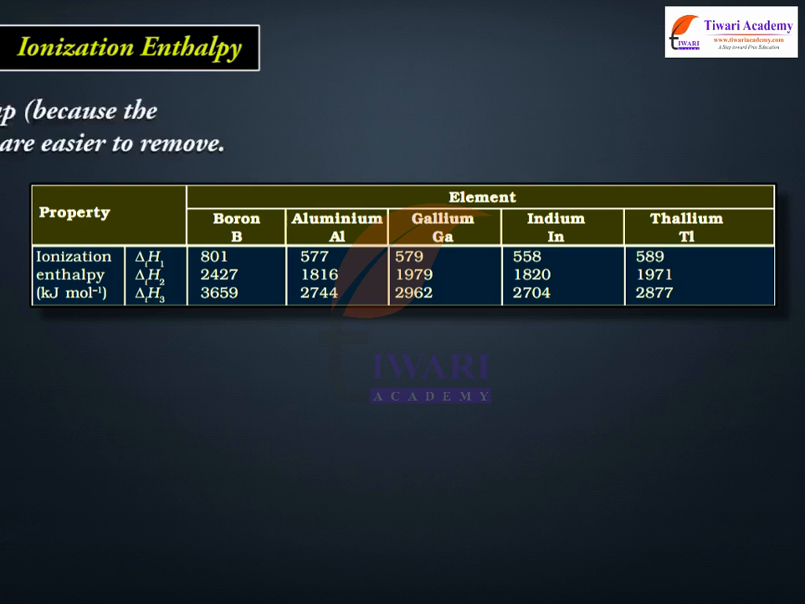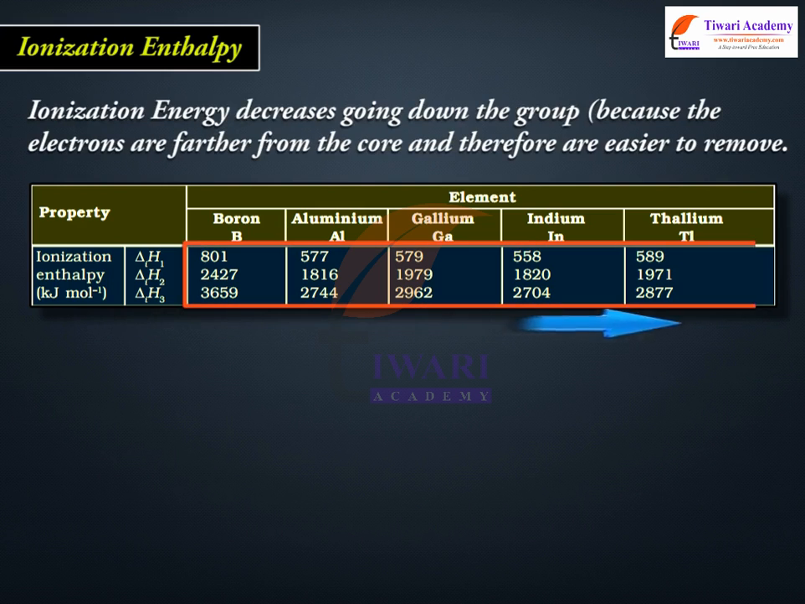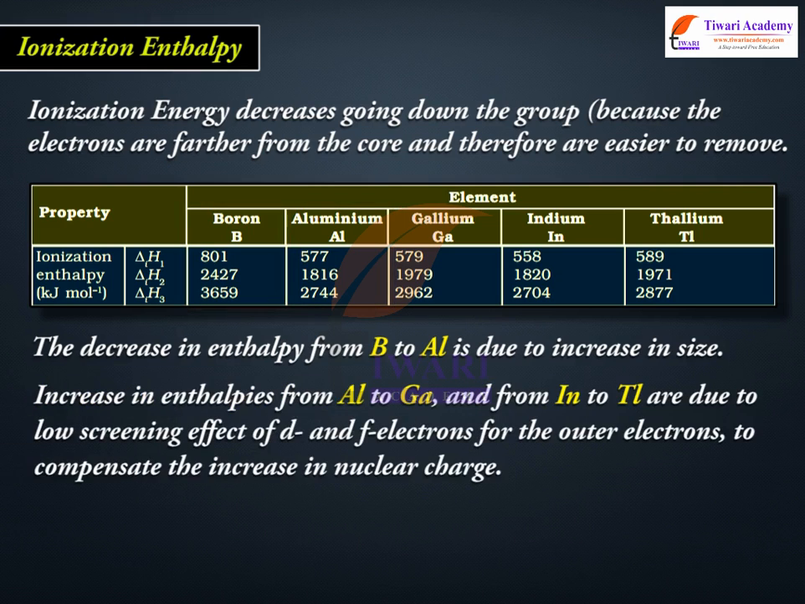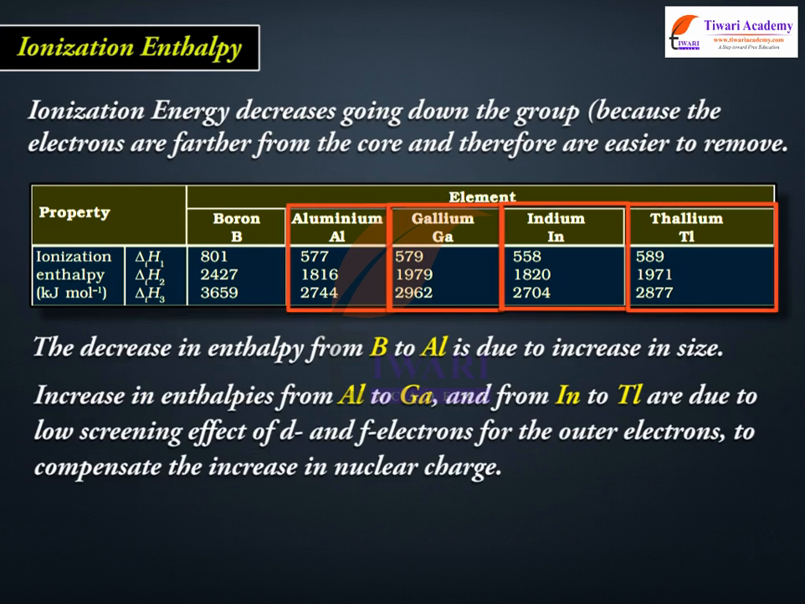Ionization enthalpy. Ionization energy decreases going down the group because the electrons are farther from the core and therefore are easier to remove. The decrease in enthalpy from boron to aluminium is due to increase in size. Increase in enthalpies from aluminium to gallium, and from indium to thallium, are due to low screening effect of d and f electrons for the outer electrons to compensate the increase in nuclear charge.